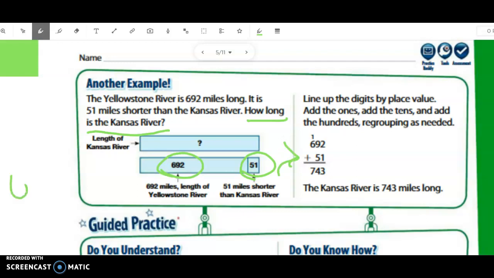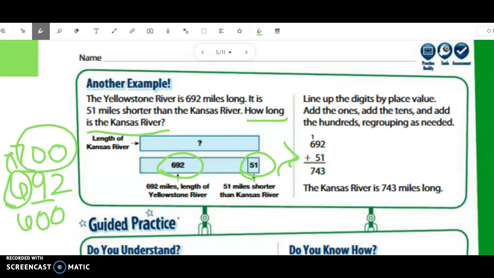So to estimate, we have 692. I'll round to the nearest 100. So I would round to, I find the place. It's either going to stay 600 or it'll go to 700. Look next door. That's 5 and above. I'll give it a shove to 700. And I could actually just add 700 plus 50, and that'd be close to 750. Because I could estimate this one to the nearest 10.